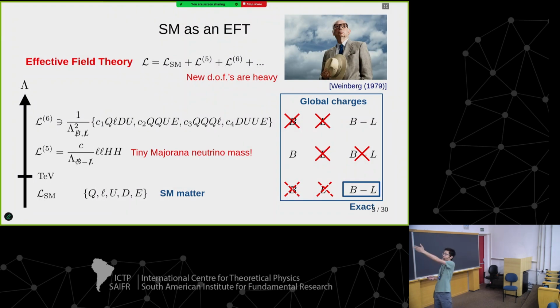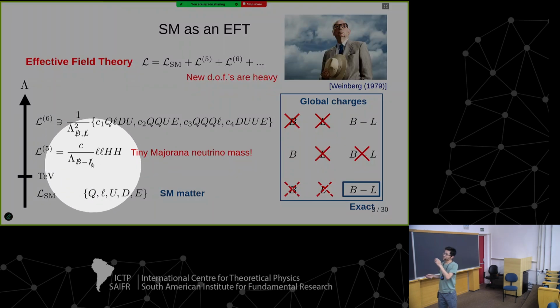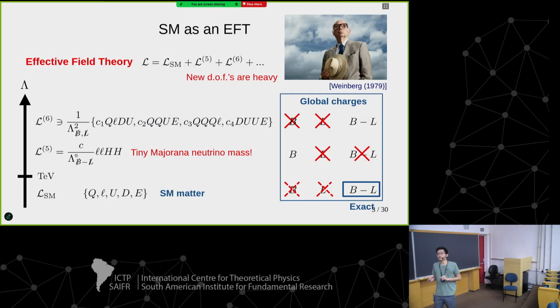If C is of order 1, then to get the correct neutrino mass, this lambda B minus L breaking scale is 10 to the 14 GeV. So of course you cannot reach it. So it depends on the C. So these are model-dependent questions.